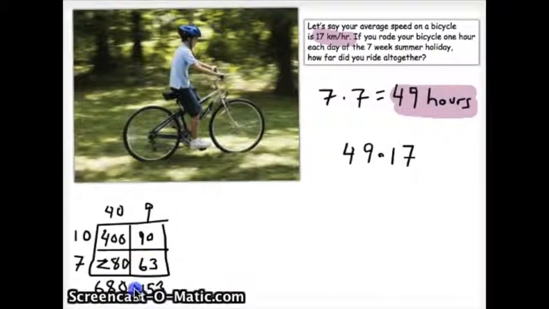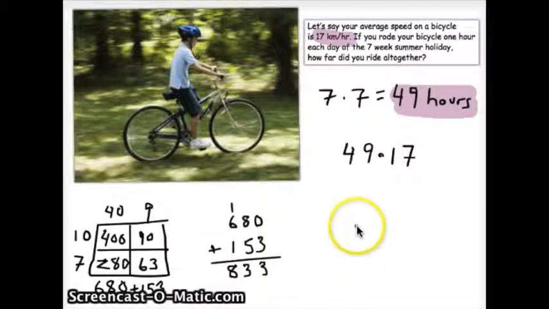We have to add these two pieces together. You might not see straight away what it is, so I'm going to do a column addition over here. 680 plus 153. 0 plus 3 is 3. 8 plus 5 is 13. So we carry the 1 over to the next column and then put the 3 there. And then 1 plus 6 plus 1. So we have 833 after we've added all of those pieces back together. So that means 833 is the result of our multiplication with 49 and 17. That's 833 kilometers of bicycle riding.